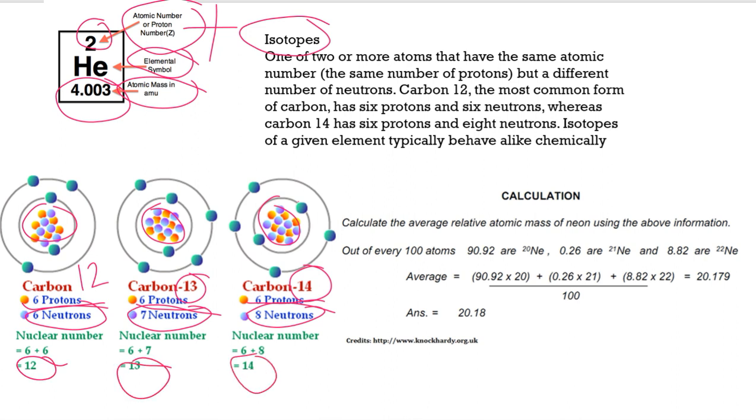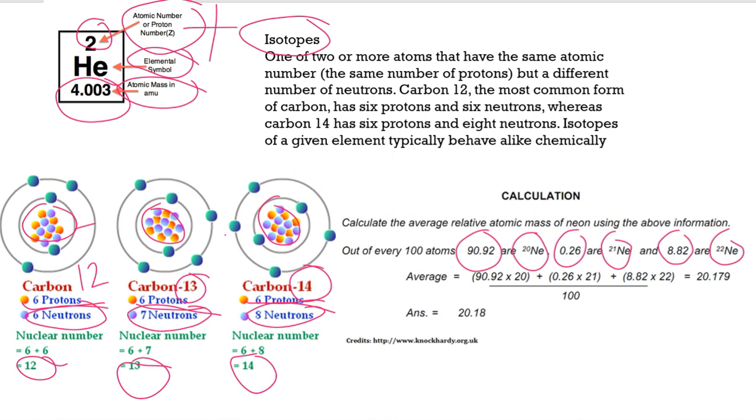But what happened? All the atoms do not have the same abundance. For example, let's see this example. Neon 20 has an abundance of 90.92%. Neon 21 has an abundance of 0.26%, and neon 22 has an abundance of 8.82.